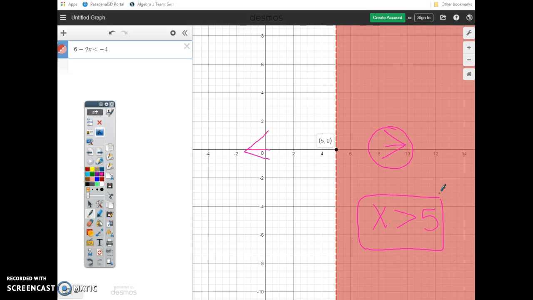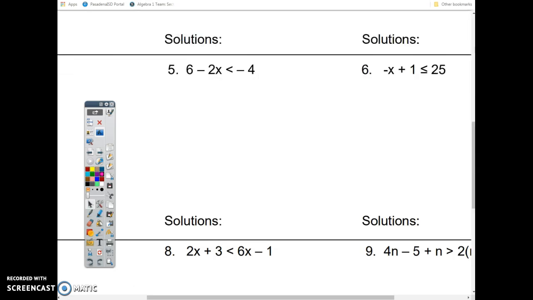Okay, so I want you to do it by hand, but you can also check it on the calculator just to make sure that you got the right answer. Okay, let's do one more, problem number 6, and then you're on your own. Problem number 6.